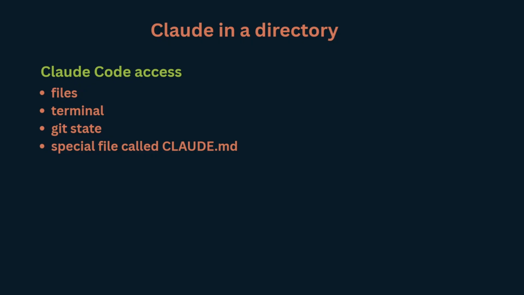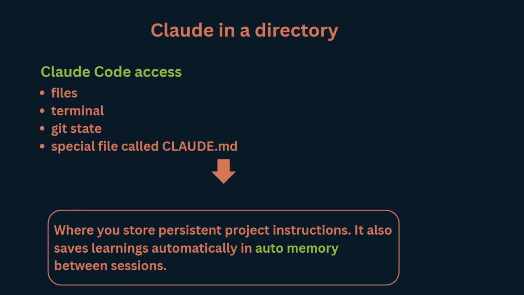And last is a special file called claude.md, which holds persistent project instructions. It saves whenever you give it commands. For instance, you can give it some rules to follow, and those will be stored in claude.md. You can do it yourself by writing them inside it, or you can tell Claude to save those rules inside claude.md. However, it also saves some learnings automatically in the auto memory between sessions, meaning whenever you have any kind of conversations while requesting Claude to work, it will save specifics in the auto memory so it knows what you want to do.